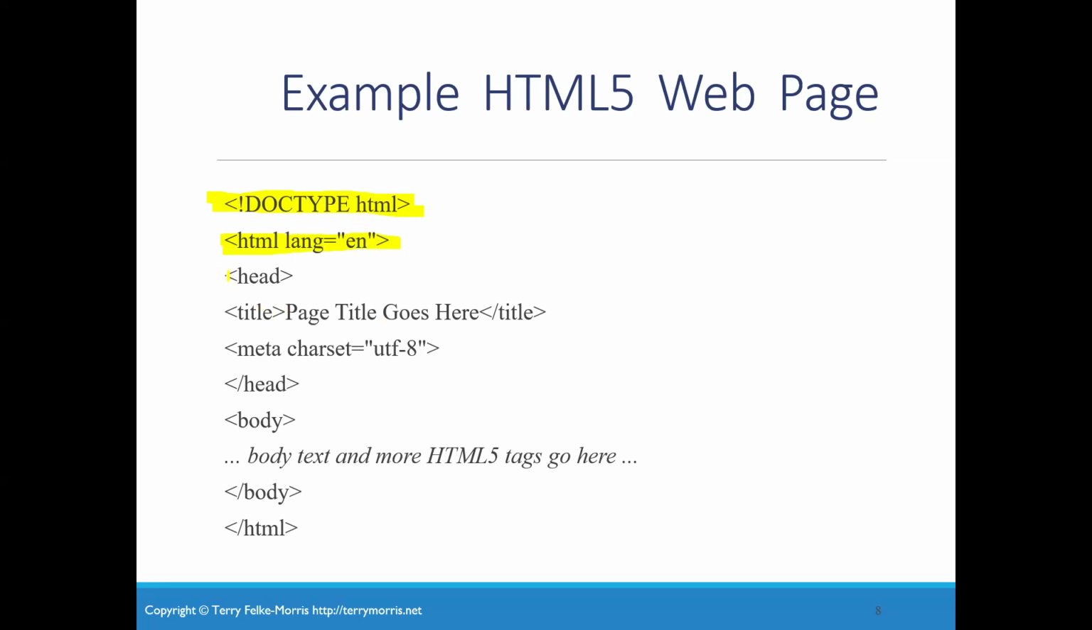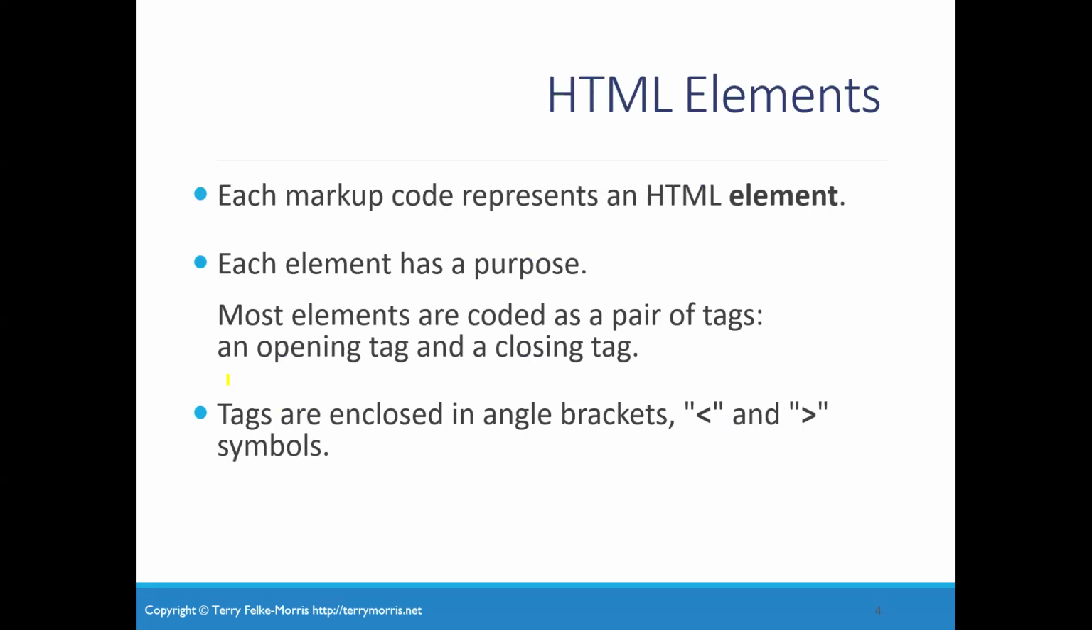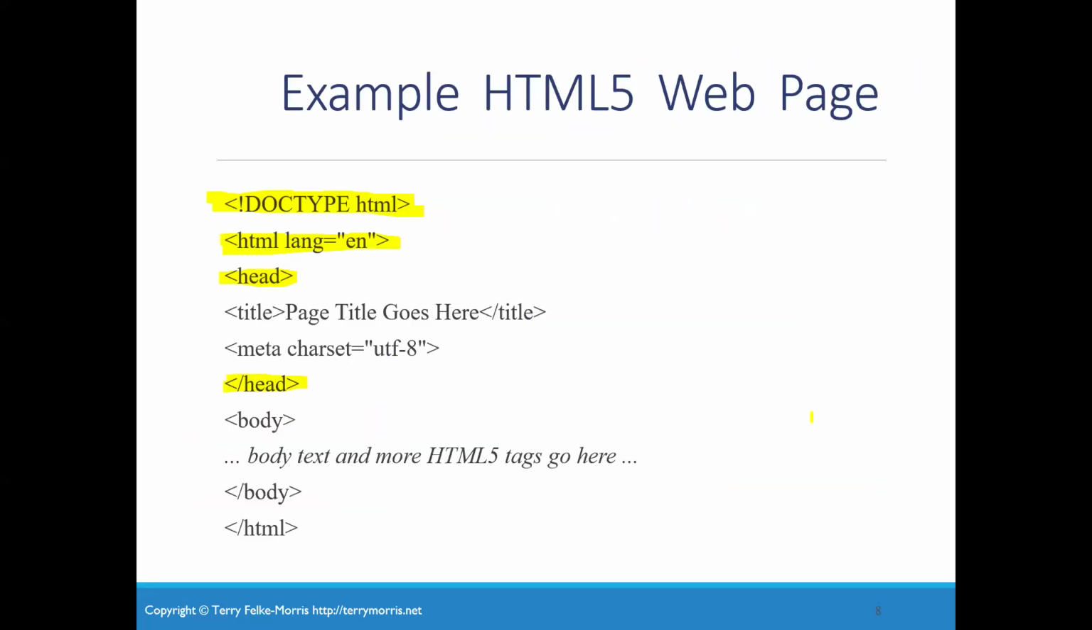The content language is English. Then we have, followed by, the head tag. This is the opening head tag, and this is the closing head tag. You remember I mentioned earlier in the slides that elements are coded as a pair of tags, some having what? An opening tag and a closing tag. And they are enclosed in what? Angle brackets, which are shown here. I hope you remember. Okay, so let's get back here.